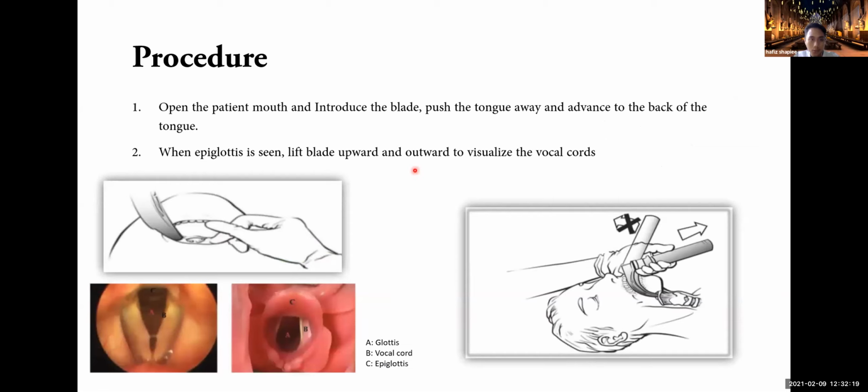First, we need to open the patient's mouth, introduce the blade, push the tongue away and advance to the back of the tongue so that we get a better view of the pharynx. So here is a little bit of the anatomy. A, we have the glottis, B is the vocal cord, and C the epiglottis. When the epiglottis is seen, we will lift the blade upward and outward, just like in the picture, to visualize the vocal cord.